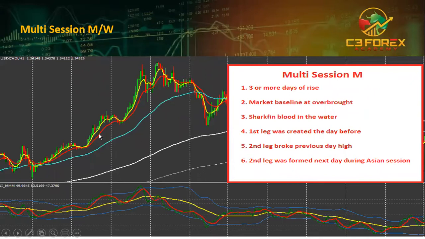All right, so look at the chart, looking at TDI, you got your market baseline saying now overbought. You got a shark fin, blood in the water, divergence on the TDI. Price has been rising. Price came down, closed below 13 EMA, closed back above the 13 EMA, broke the high of yesterday. Came right back in, giving you some divergence, and then finished dropping.